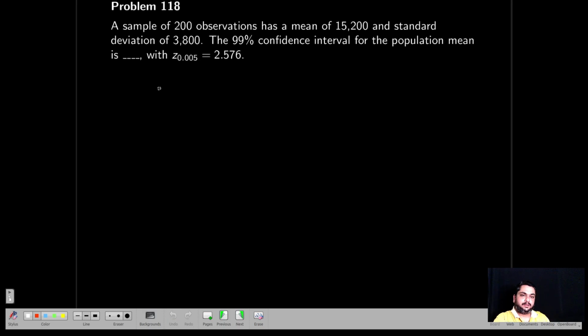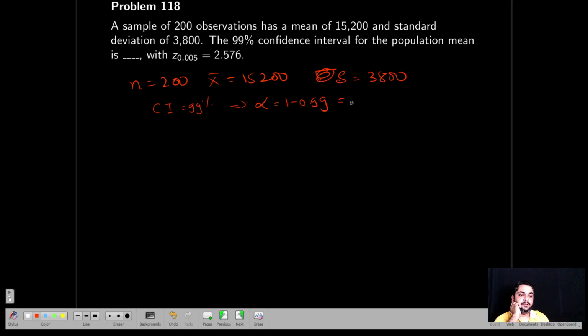Next, a sample of 300 observations has sample mean, n is equal to 200, x bar is equal to 15,200, and standard deviation s is equal to 3,800. The 99% confidence interval, CI is equal to 99%. That implies alpha equal to 1 minus 0.99. This will be equal to 0.01.